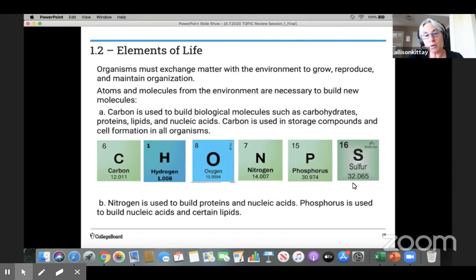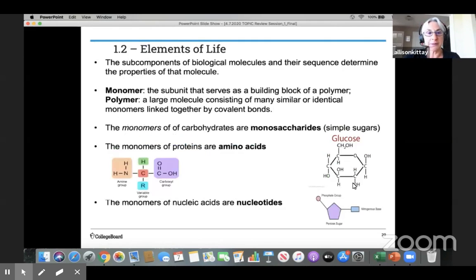So carbon, and we're going to talk more about this, but carbon is used to build all of the biological molecules: carbohydrates, proteins, lipids, and nucleic acids. Carbon is used in storage compounds like starch and glycogen, and also in cell formation in all organisms. It forms the cell wall in the form of cellulose in plant cells. Nitrogen is used to build proteins and nucleic acids, and phosphorus is used to build nucleic acids and certain lipids, the phospholipids. More on all of this is coming up.